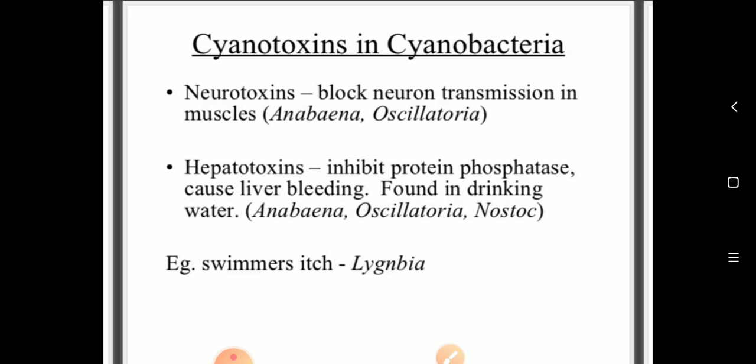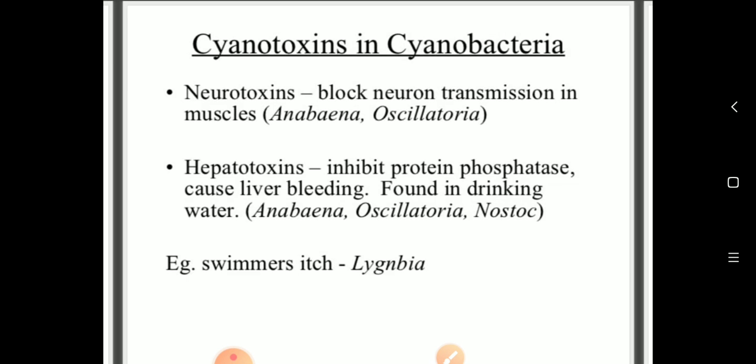Why are they harmful? Because they secrete several toxins which are known as cyanotoxins. These are neurotoxins which block neuron transmission in muscles. Neurotoxins are secreted by Anabaena and Oscillatoria, and some hepatotoxins are also secreted by Anabaena, Oscillatoria and Nostoc, which cause liver bleeding, and they are found in drinking water. So they are very hazardous for our health.